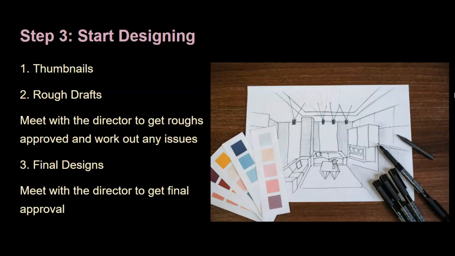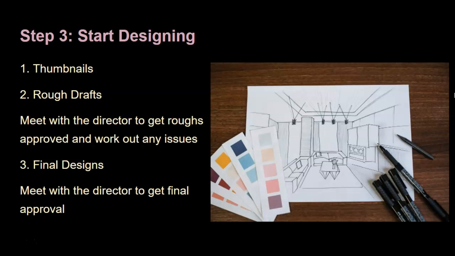After the director has approved your roughs, you go ahead and you finalize them. You add color and you look for swatches. Swatches are little pieces of fabric or wood or whatever you need. And you put those with your design so that you have an actual small piece of what you're going to be working with.